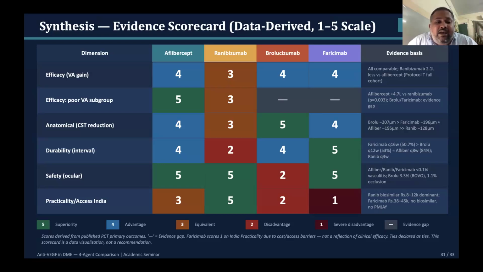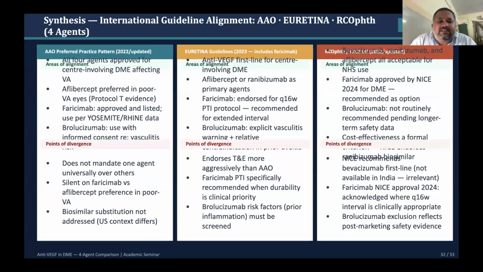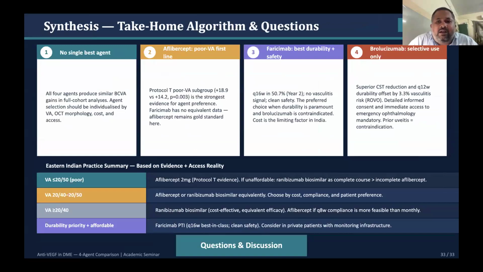safety profile. And on practicality and access, obviously, ranibizumab will score higher. It's more accessible. Faricimab, a newer molecule and relatively more expensive, of course, the accessibility is less. Even so, for brolucizumab, aflibercept is slightly better, but still less than ranibizumab. So there's the synthesis of what I've tried to put together.